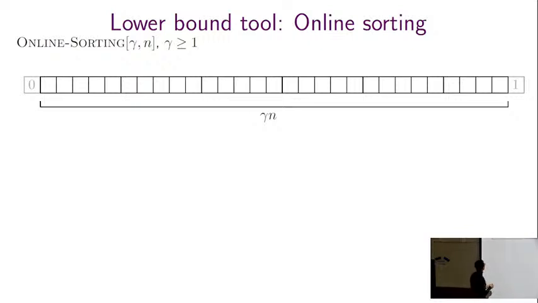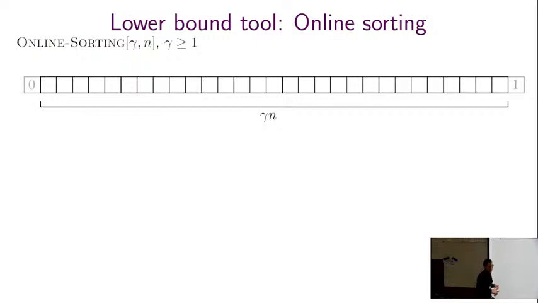So it's a problem that comes with two parameters, gamma and n. We have an array of size gamma times n, and we need to put in n numbers in this array. And we assume there's already a 0 here left of the array and 1 here to the right of it. Gamma is this size factor, so that's how much excess room we have in our array. So it's a number which is at least 1.